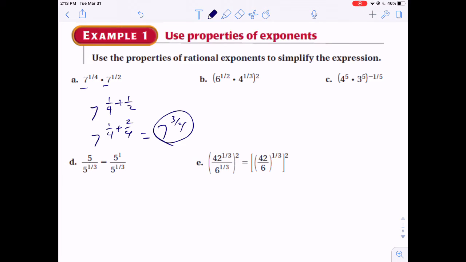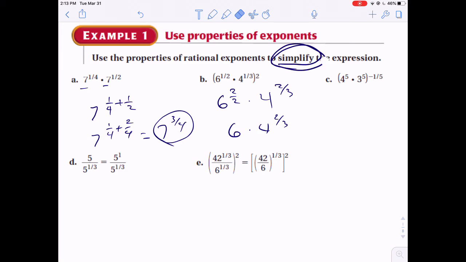Letter B, you're distributing the 2 to the different bases. You've got a 4 and a 6 base there, so you've got to distribute to both of those. So it's going to be 6 to the 2 over 2, times 4 to the 2 times 1 over 3, which is 2/3. At this point, we're just going to leave it, because all they want you to do in these is simplify. We're not going to totally evaluate these all the way to the end. So that's simplified enough for now. It should just be 6 times 4 to the 2/3, and for now, that's fine.